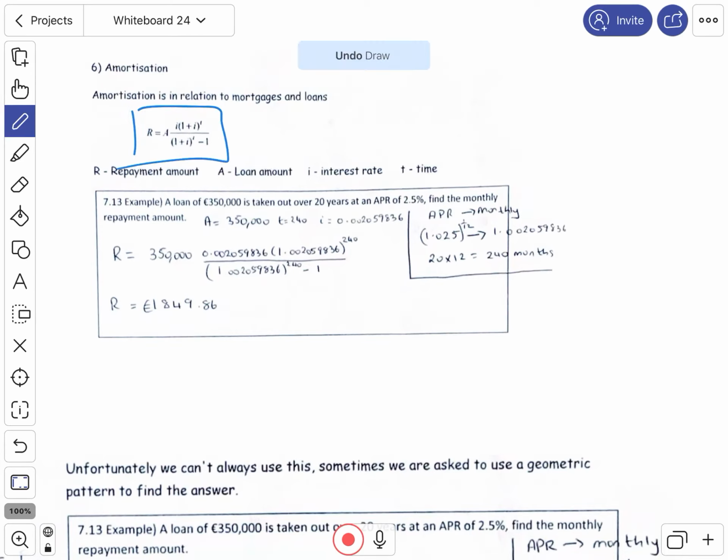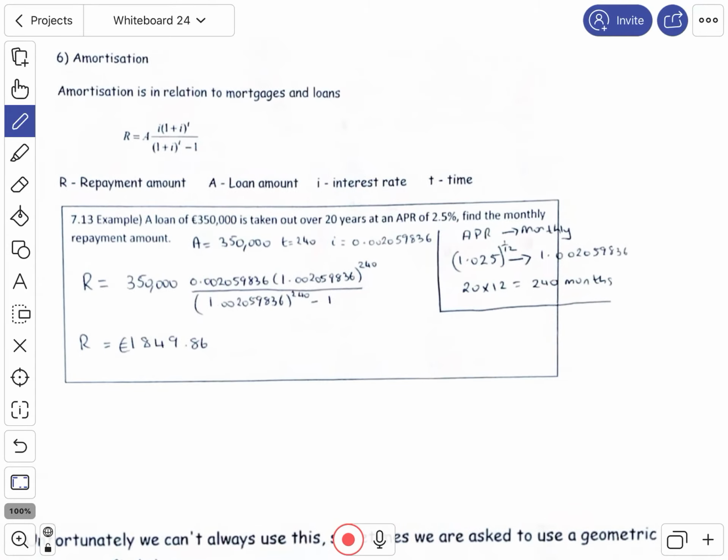This formula here is in the log tables, and it's a formula that you can use. R represents the repayment amount, A is the loan amount, I is the interest rate, and T is the time. So when I go to use that, I have this example here. A loan of 350,000 is taken out over 20 years at an APR of 2.5%.